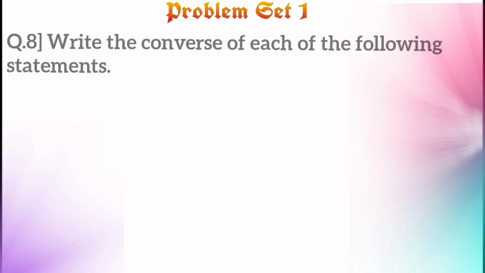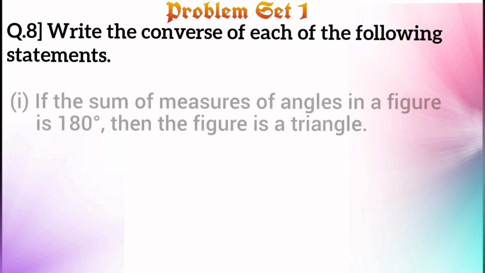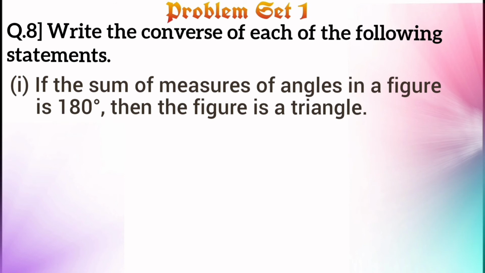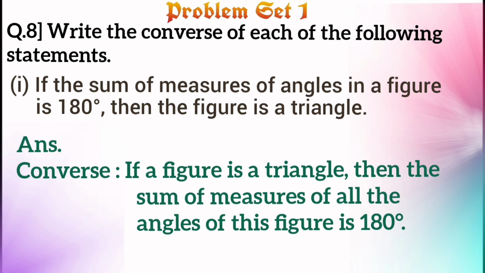Next, question number 8. Write the converse of each of the following statements. So you all know what a converse is. You have to exchange or interchange the parts of antecedent and consequent. So first one is, if the sum of measures of angles in a figure is 180 degrees, then the figure is a triangle. The converse for this, the answer is, if a figure is a triangle, then the sum of the measures of all the angles of this figure is 180 degrees. So we have interchanged both the parts in the answer.